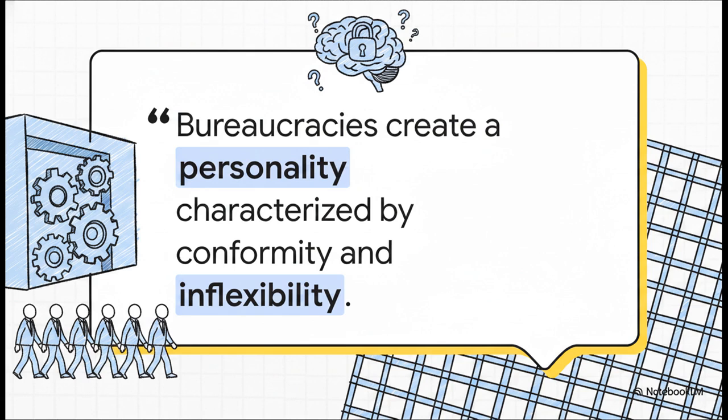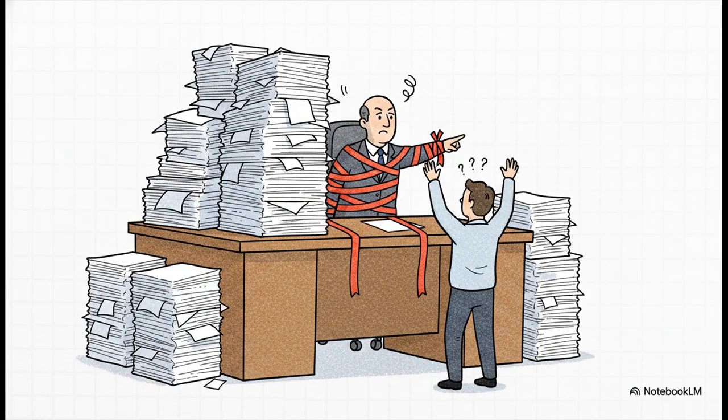He noted that bureaucracies create a particular kind of personality that is characterized by conformity and inflexibility, which works against the manifest goals of the bureaucratic organization. Basically, he realized the very structure of a bureaucracy literally changes the personality of the people working inside of it. Because bureaucrats are heavily encouraged to just follow standardized procedures, eventually the rules become an end in themselves rather than a means to an end.